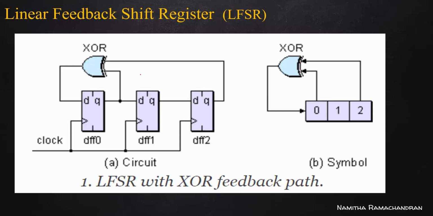We can represent the same in another fashion like this. This is indicating the 0th flip-flop, this the first and this the second flip-flop. Here the first flip-flop output and the second flip-flop output are considered as inputs to your XOR. Its output is considered as an input to your 0th flip-flop. This is a linear feedback shift register.